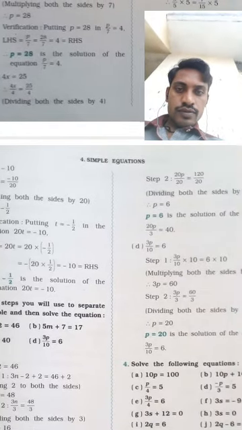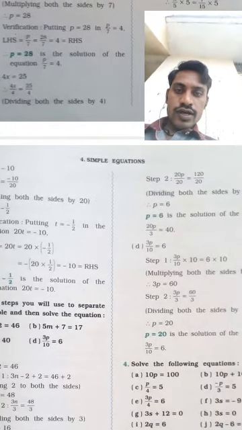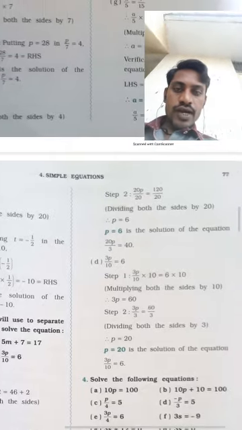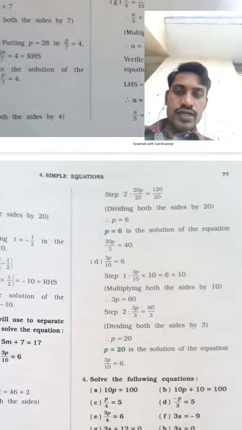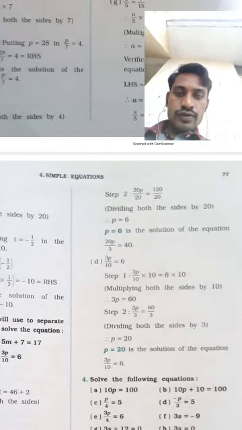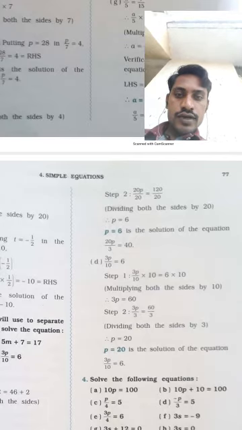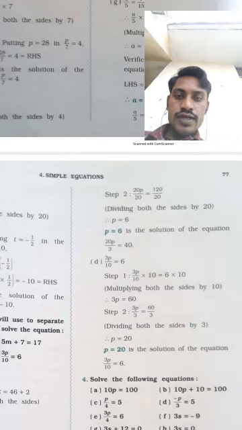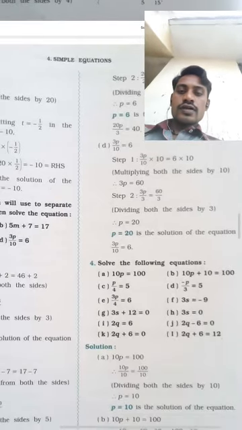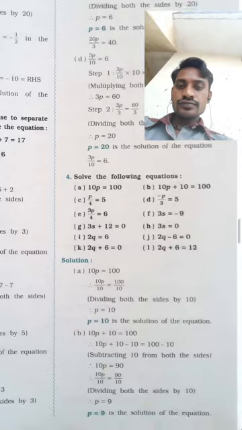Step 2, 20p by 20, 120 by 20. Here both sides divided by 20. So 20 cancels. So p is equal to what? 6 times 20 is 120. So 6 will be there. Okay, p is 6 is the solution of the equation 20p by 3 is equal to 40. Understood this one also?